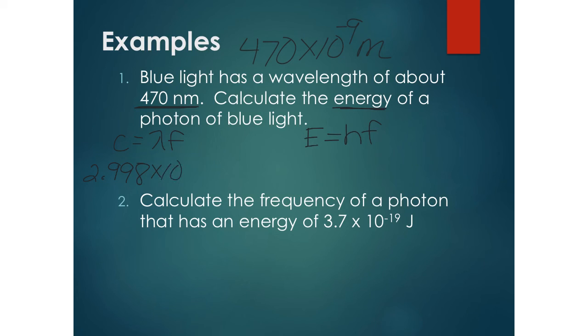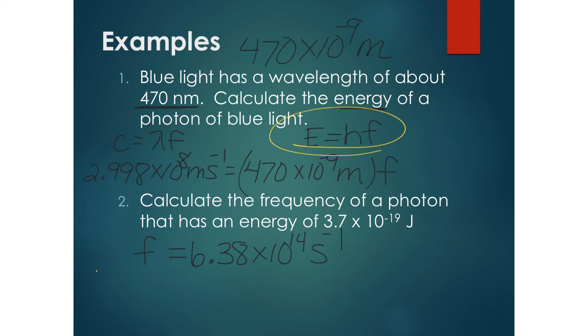So first we take the speed of light and we plug in our wavelength in meters so that our units will cancel. We solve for frequency. So we get 6.38 times 10 to the 14th hertz, or per second. Okay, then once we have that, we can plug into our energy equation.